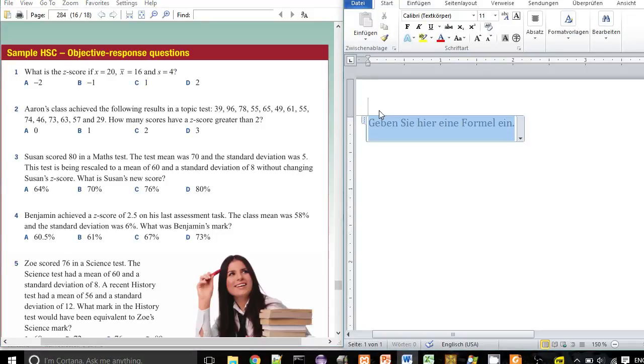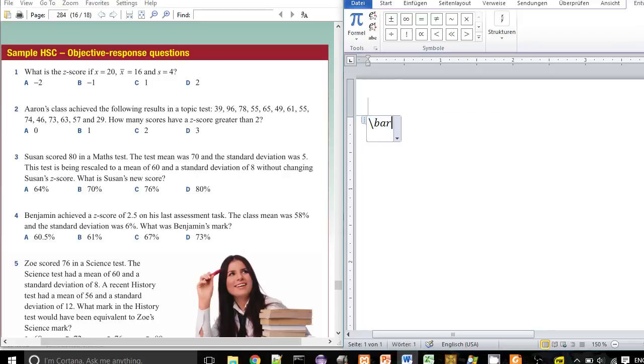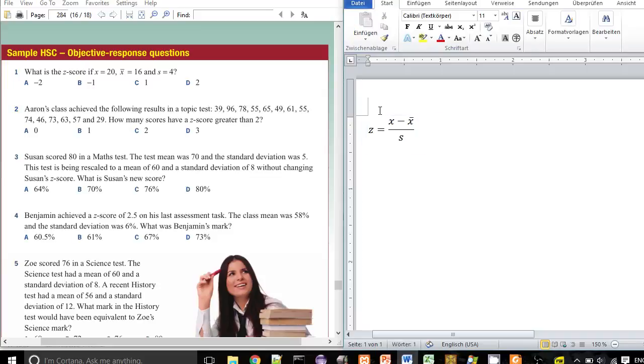If you did it with the formula, the reason I'm able to remember it is because I understand it. Actually, what I want is the Z. So you compare their score to the mean, over S. All that says is compare their score to the mean, and then see how many standard deviations it is. In this case, it was 20 take away 16 divided by 4. 4 divided by 4 is just 1.